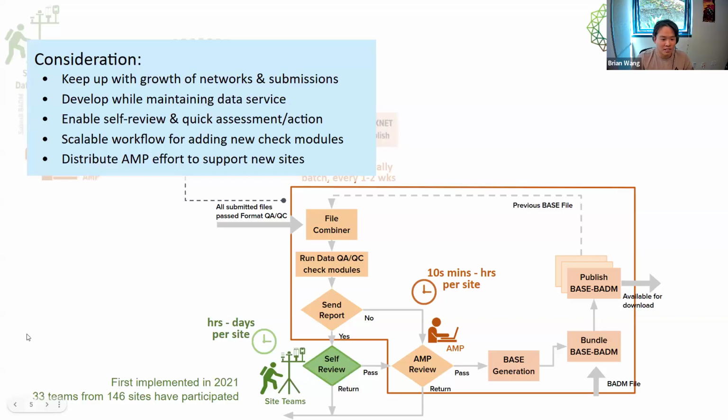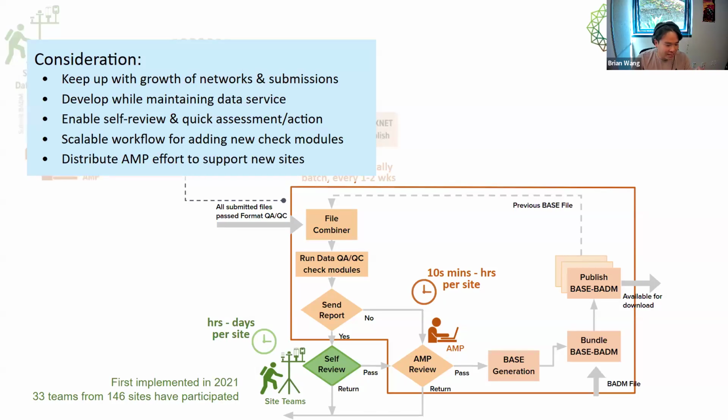Now, in order to keep up with the growth of the network and the increasing number of submissions we've been getting, we implemented this alternative process called the self-review. This will enable quicker submissions and assessments from the site team to address any data issues that were found. This also frees up AMP resources for adding new check modules and distributing effort to support new sites.